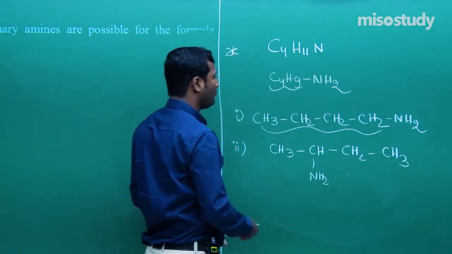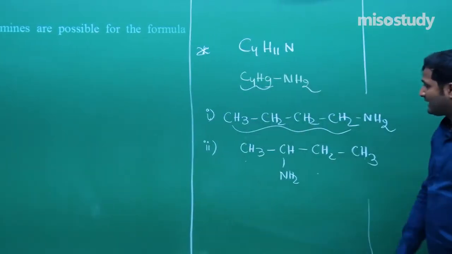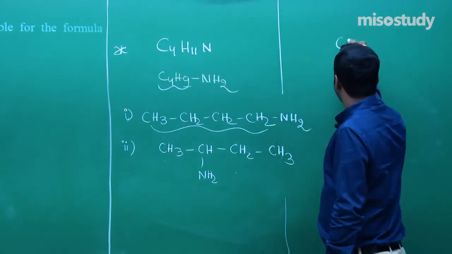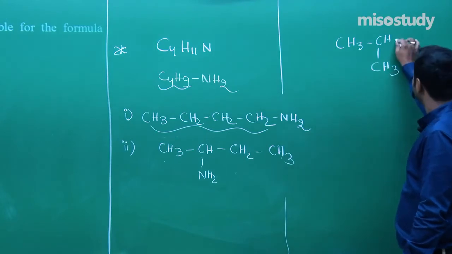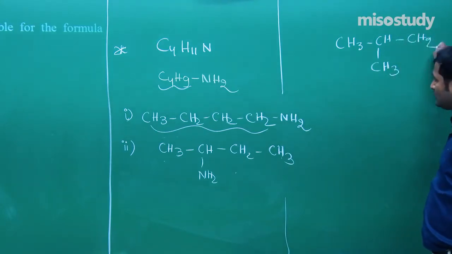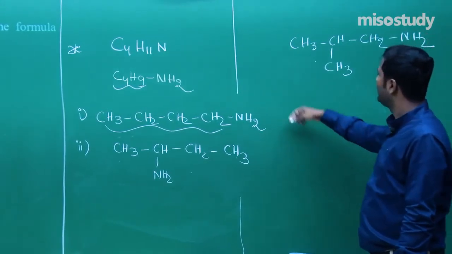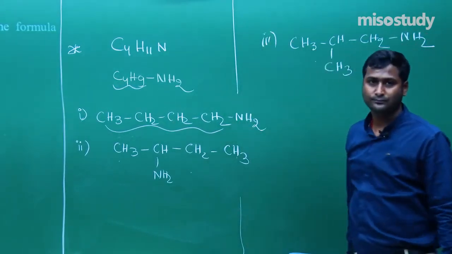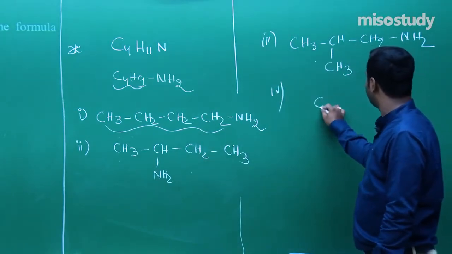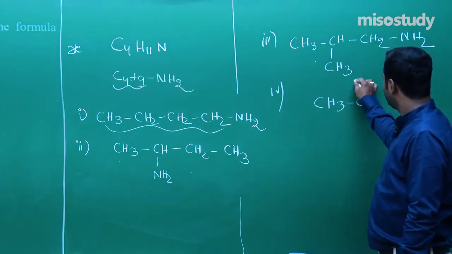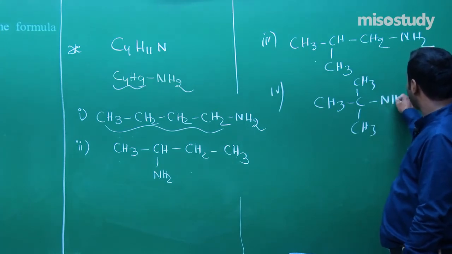Now the third one, I'm moving here. It can be written like this: CH3, CH, CH3, then CH2, NH2, with a different name, so that is the third one. Now is there more possibility? We can write CH3, C, CH3, then CH3, then NH2. This is also a primary amine.